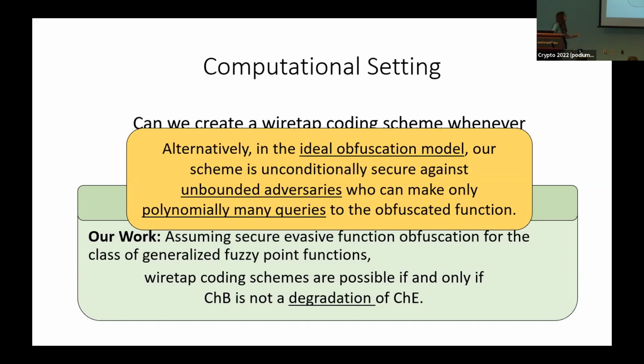You can view our scheme in the ideal obfuscation model, in which case our scheme is unconditionally secure against unbounded adversaries who are only allowed polynomially many queries. So really our computational results are only required for this obfuscation.